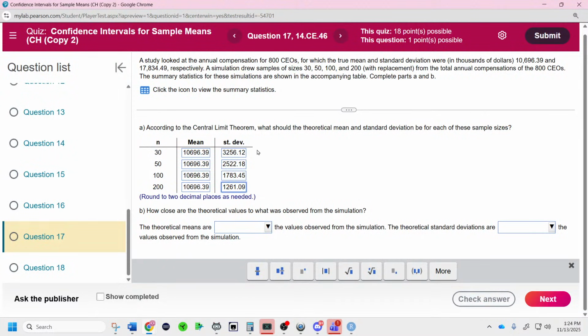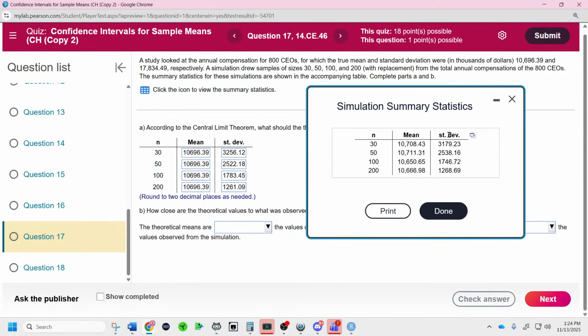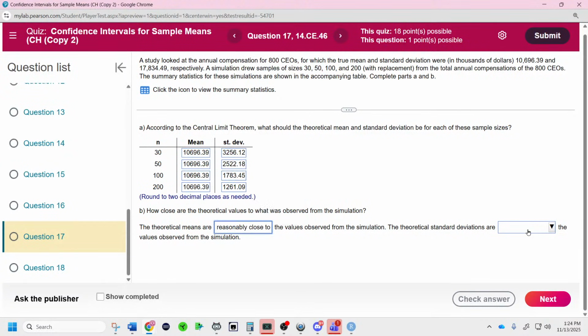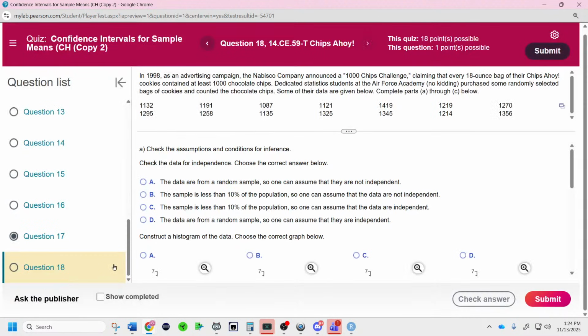And we round. These values are probably pretty close to the values. If you look right here, they are all pretty close. Simulations do show realities. So they're reasonably close. And they are reasonably close. And we got the 100. Okay, let's do this one.